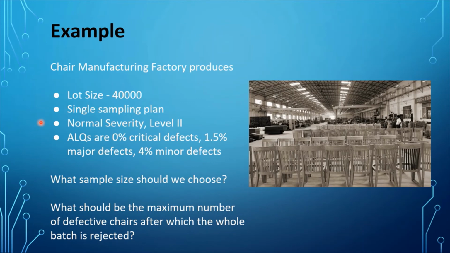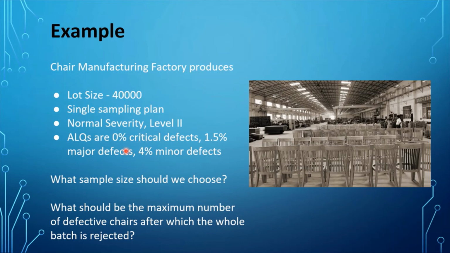Let's understand how this kind of sampling is done with an example. So, a chair manufacturing factory manufactures 40,000 chairs in one batch. What should be the sample size that should be chosen for quality check? Then what should be the maximum number of defective chairs after which the whole batch is rejected? Also, this sampling is to be done by the method of single sampling plan with level 2 normal severity.